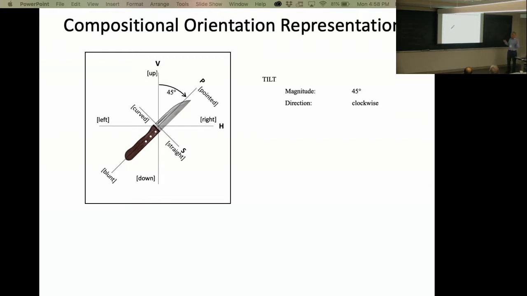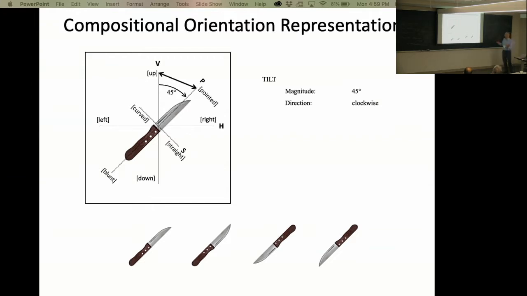Now, this is crucial information for representing the orientation of the knife, but it's not quite enough because the tilt information alone is consistent with all these different orientations of the knife. So we need to do something more to pin down that orientation more specifically. What in particular we need to do is understand how the ends or poles of the object axes map onto, or relate to, the poles of the extrinsic axis.